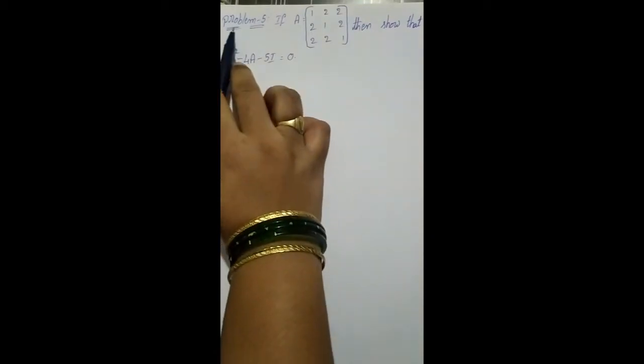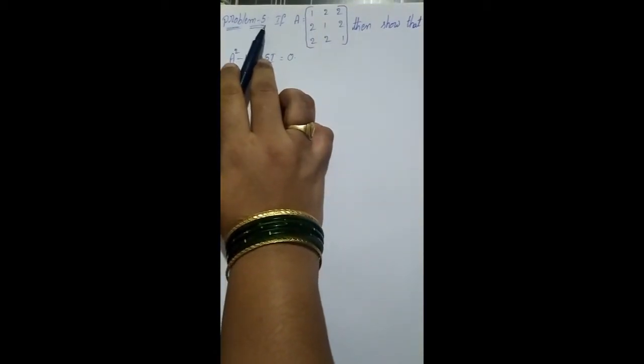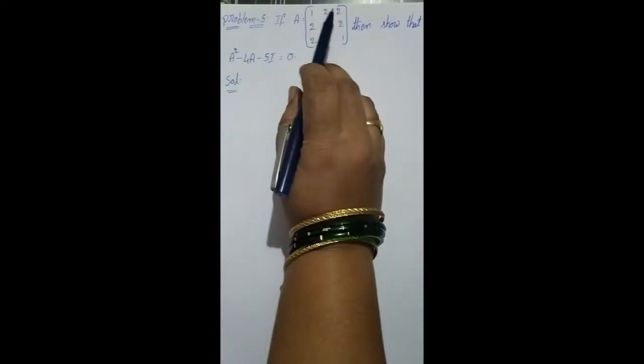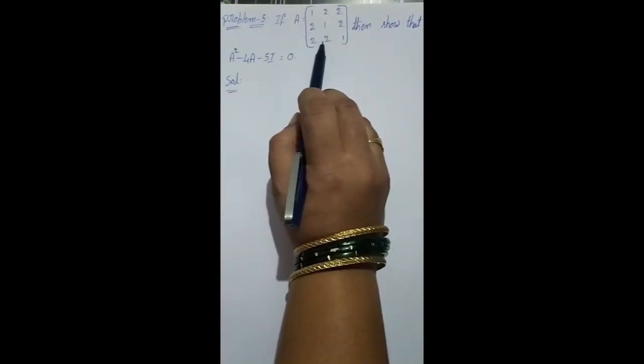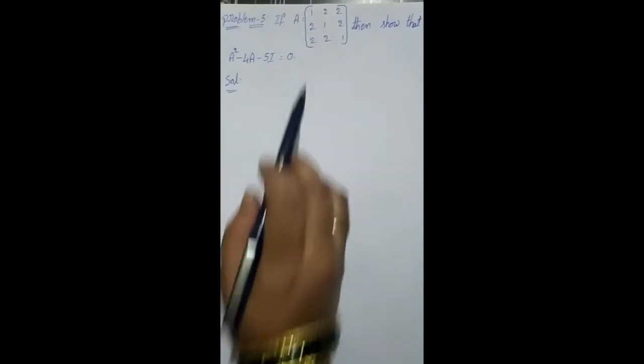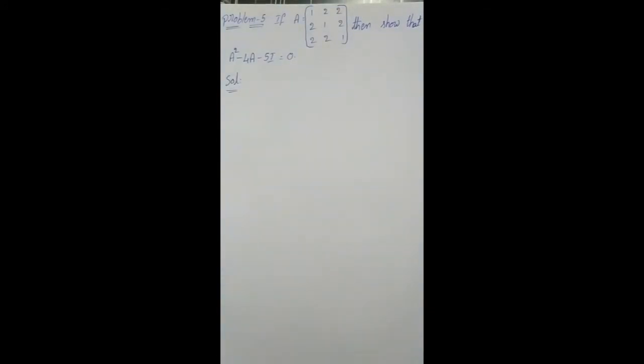Next, we will discuss problem number 5 in the same solved problems. The problem is: if A = [1 2 2; 2 1 2; 2 2 1], then show that A square minus 4A minus 5I equal to 0. This is our given problem.